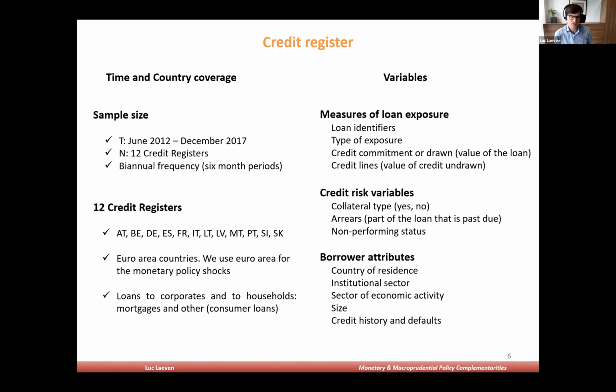and because our focus is on the euro area and not on Europe, because we focus on the ECB's monetary policy interaction with macroprudential policy set in these euro area countries, we come down to using data from 12 countries. And then on the right panel, you see the type of information we have on each individual loan. And I want to emphasize again that we cover both the corporate and the household sector.